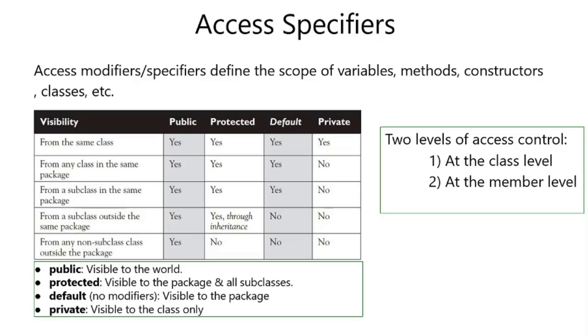There are two levels of access control for these access specifiers. First one is at the class level and second one is at the member level. So at the class level, what does this mean? Class level access control: a class may be declared as public or without any modifier.